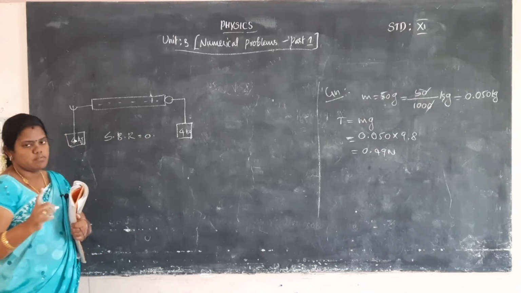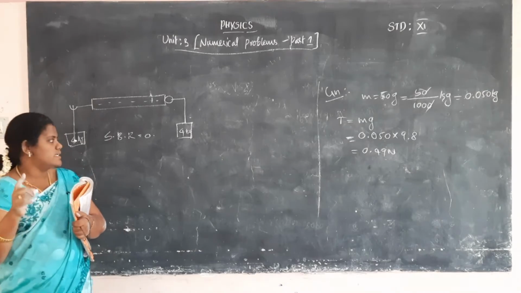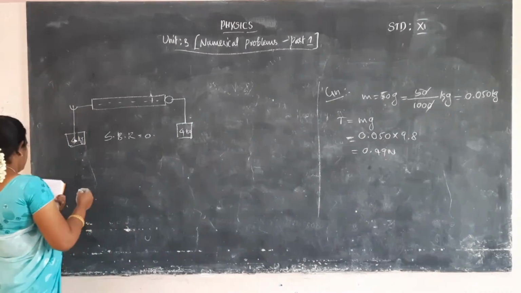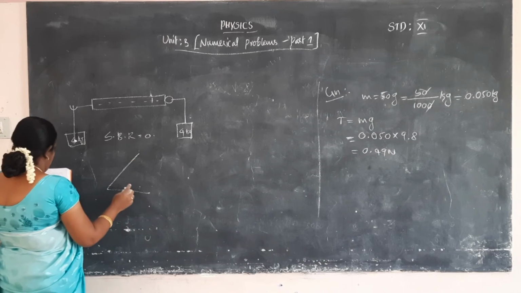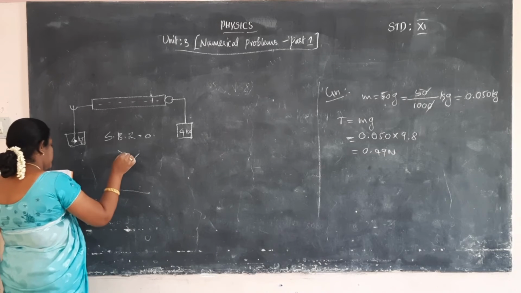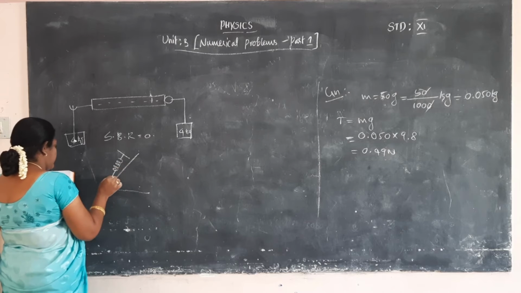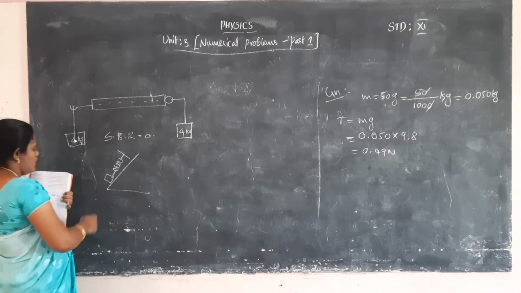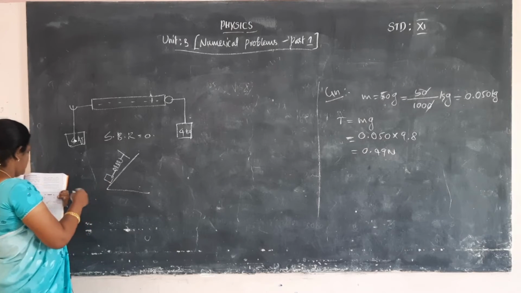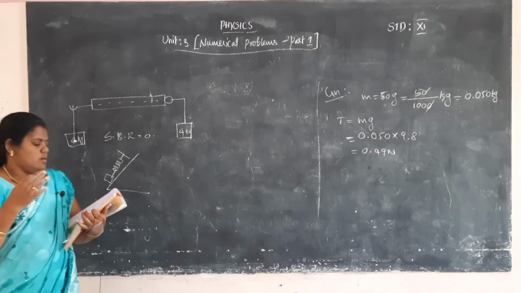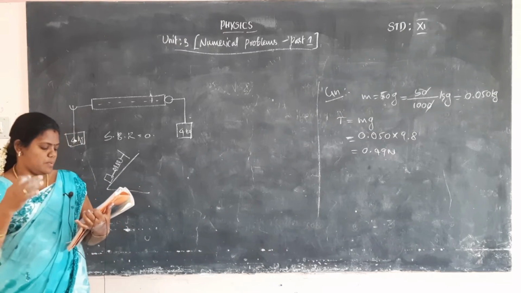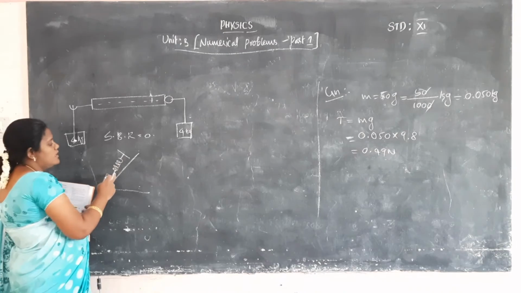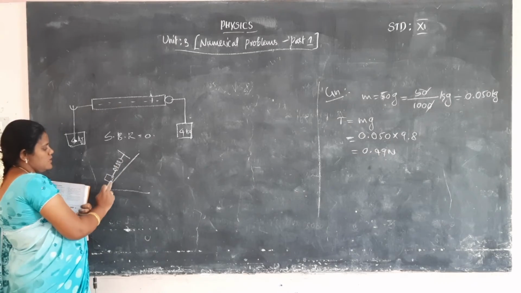This is the first question, first answer. Spring balance reading is 0. And the second one: in the picture there is one inclined plane, one spring balance, and a weight attached to the other side of the spring balance. What is the question? What reading is shown in the spring balance? So in the second picture, what reading will be shown in the spring balance?